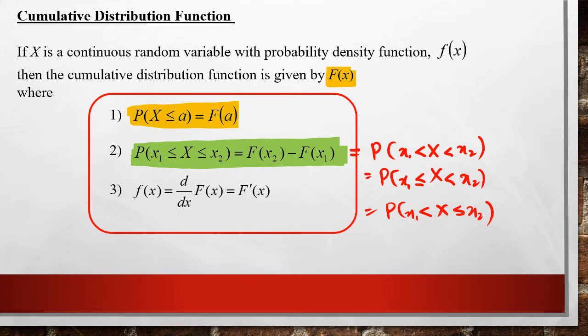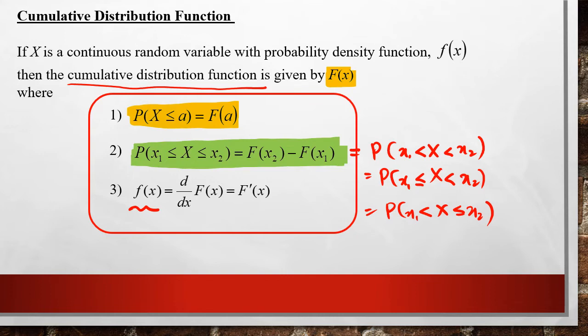Okay, and lastly, the PDF, which is the small letter f of x, is equal to the derivative of the capital F of x, which is capital F prime x. Means that to get the PDF back from the cumulative distribution function, we can just differentiate the cumulative distribution function.